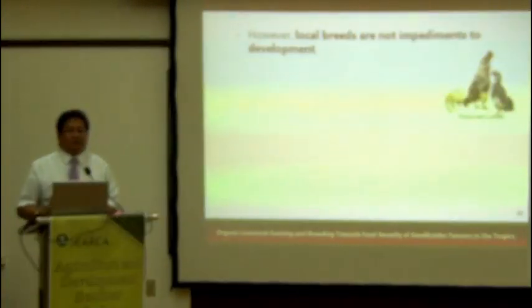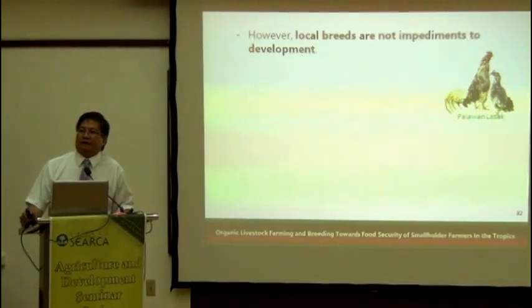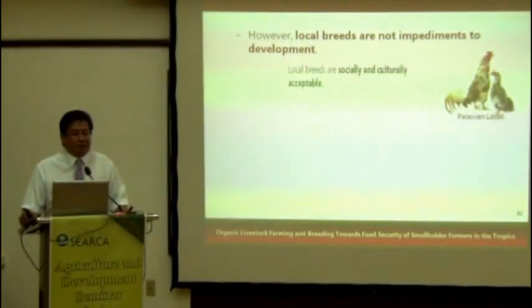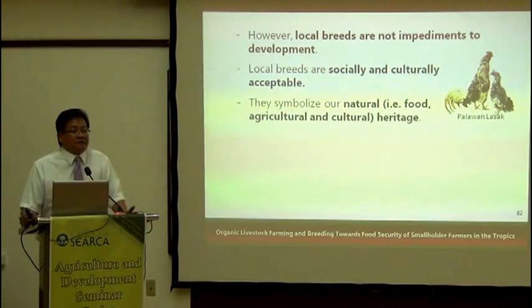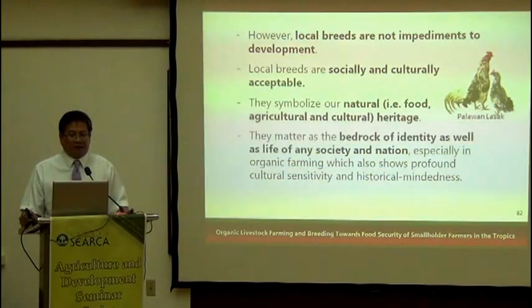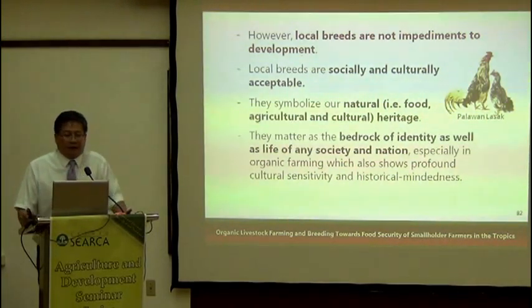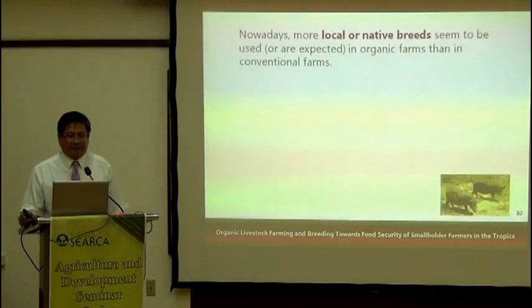However, the local breeds are not to be seen as impediments to development. In fact, it's the other way around. The local breeds are the ones that are known to be socially and culturally acceptable. In fact, they symbolize our natural heritage, either food, agriculture, or cultural heritage. And they matter as the bedrock of identity, as well as life of any society and nation. Especially in organic farming, which shows also a profound cultural sensitivity and historical mindedness.